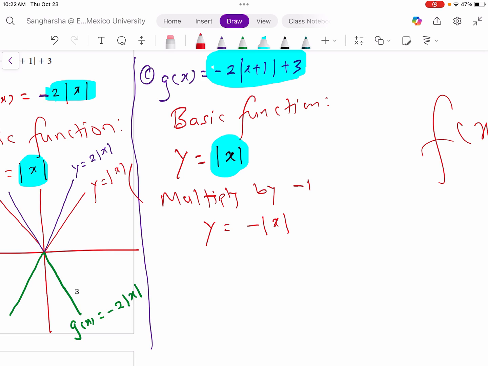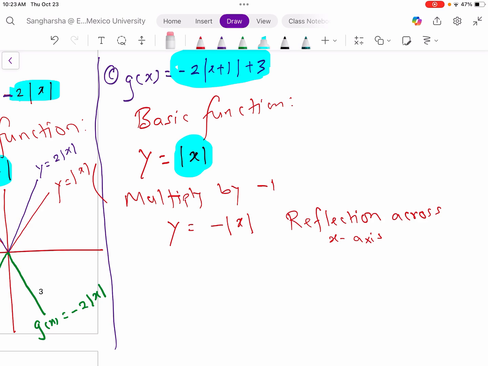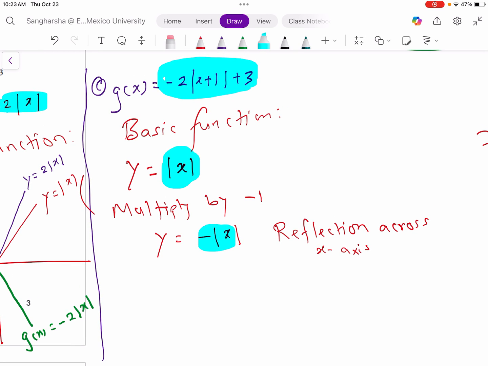Now what does it mean? What happens if we multiply our basic function by negative? What is the transformation? How does the graph react? It's reflected across the x-axis, right? So we have reflection here across the x-axis. Okay, we will see this in the graph. Now this is what we have: y equals negative absolute value of x. Now what do we need next? Our target is negative 2 absolute value of x plus 1, plus 3. So what do we need to do next?